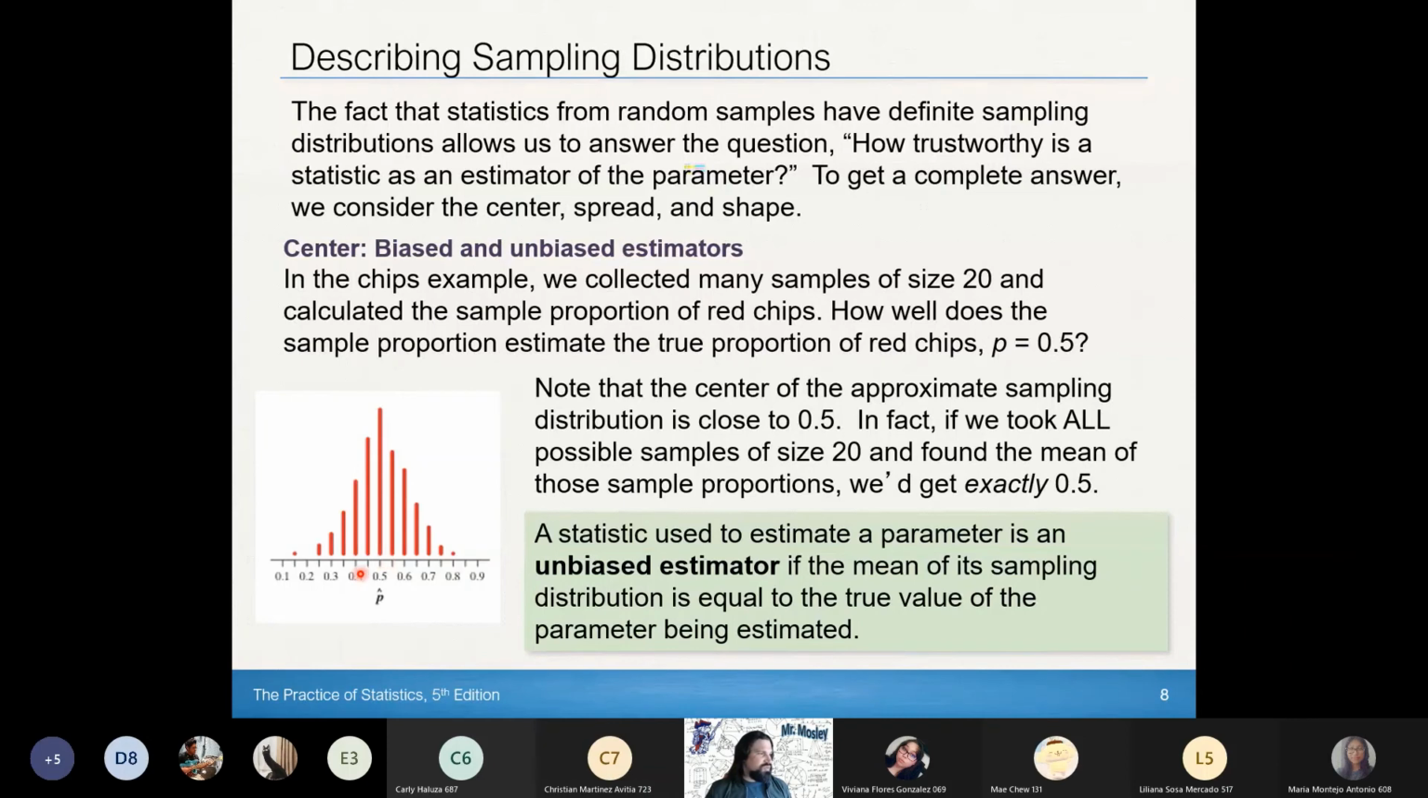That gives us information saying that this is an unbiased estimator. If for some reason this was skewed and the center appeared to be at like 0.3, we would have to say that this was a biased estimator, right? The values we got were not in alignment with the true value of the parameter. In this case, it is, so we say it's unbiased.